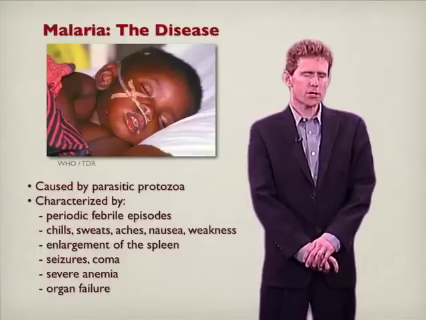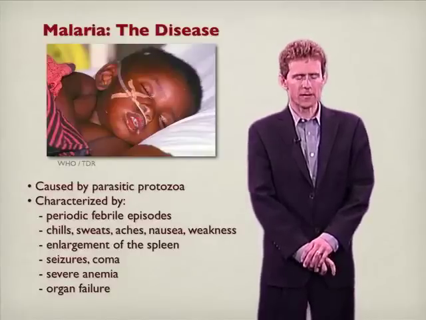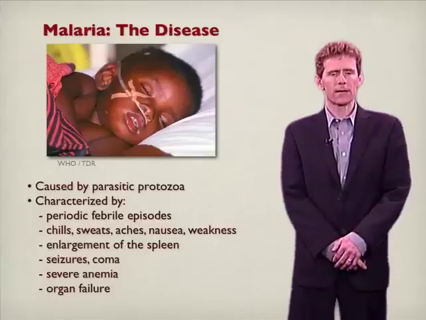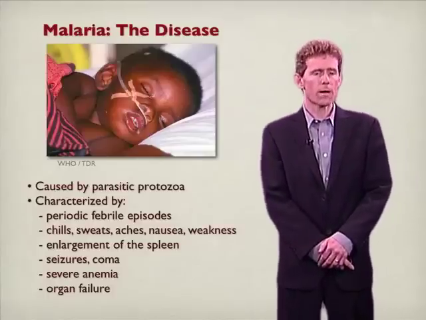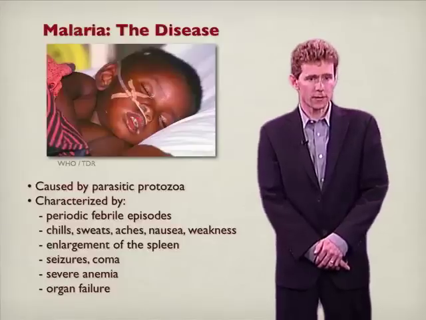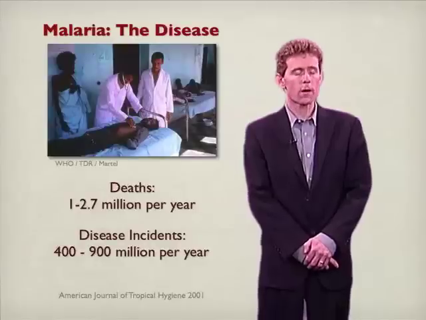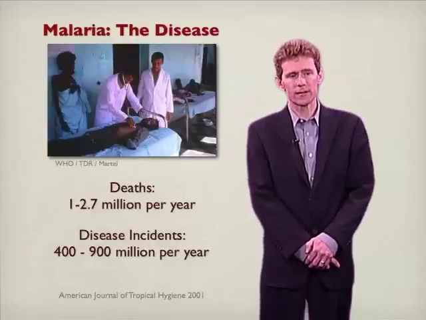It is true that children are the most affected by this disease and most likely to die. The toll of human malaria is incredible. There's somewhere between 1 and 2 million deaths due to this disease per year. And that is in addition to 400 to 900 million disease incidents per year.